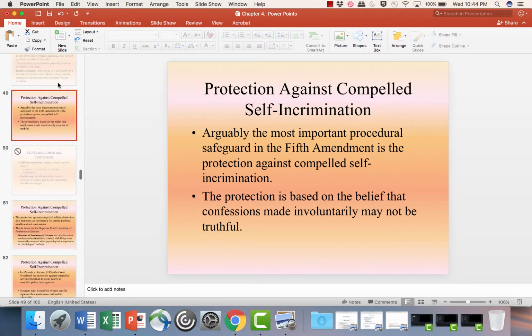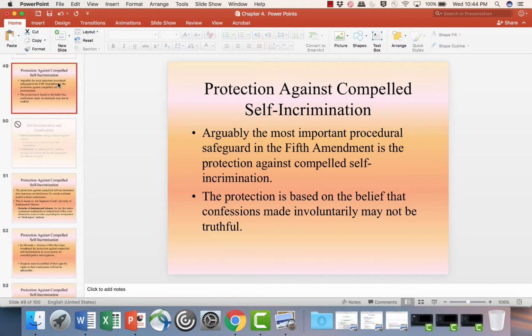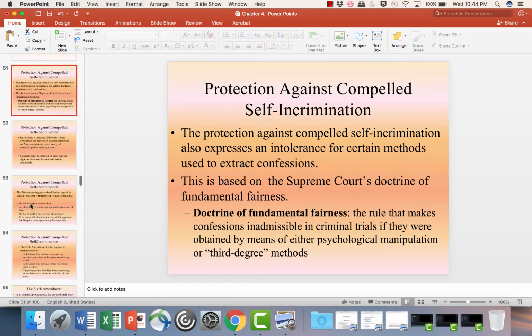So, when we're talking about different types of Bill of Rights protections, we talk about protection against compelled self-incrimination. The Fifth Amendment is the protection against this, and this is really based on the belief that confessions made involuntarily may not be truthful. I'm going to repeat that. Confessions made involuntarily might not be truthful. Really just simply saying that if the police pick you up and they coerce you, they might deny you your ability to see your family. They might tell you it's no big deal. You don't have to see an attorney. So the Fifth Amendment is just simply saying self-incrimination, you don't have to.